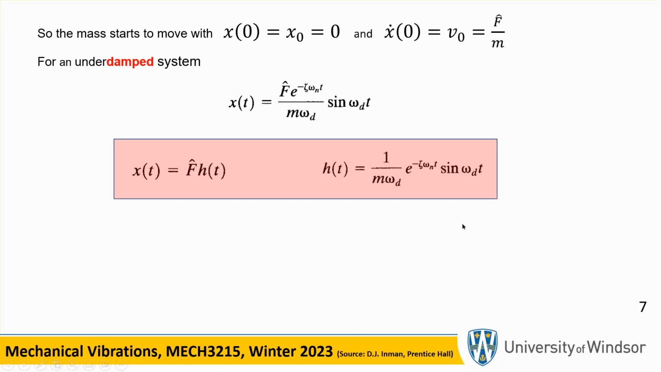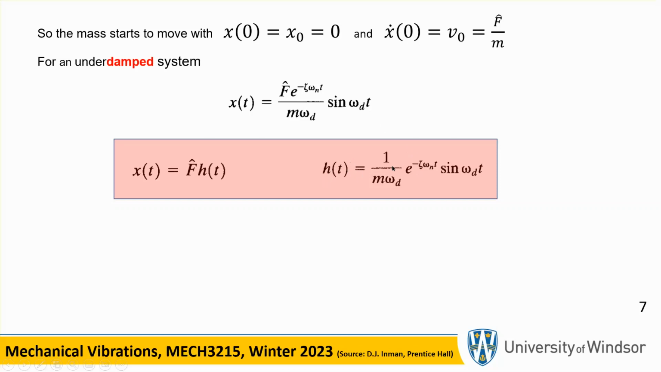Now this is so important. This combination, F hat divided by m omega d times sine of omega d t, is so important that people give it a name. This is right there, without the F hat. They call it the impulse response function.